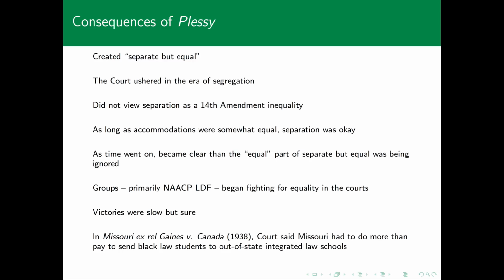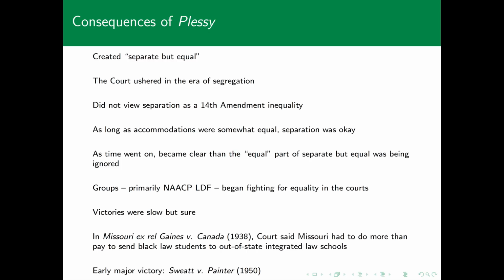So there were some gains in the early to mid 20th century, but right in the center of the century, there was an early major victory, Sweatt versus Painter from 1950. So this is one of the primary examples of the fight against separate but equal.